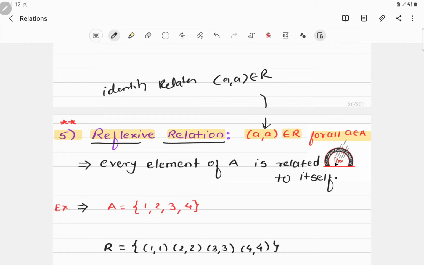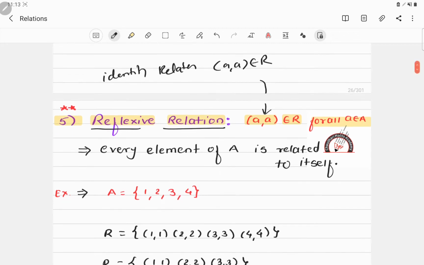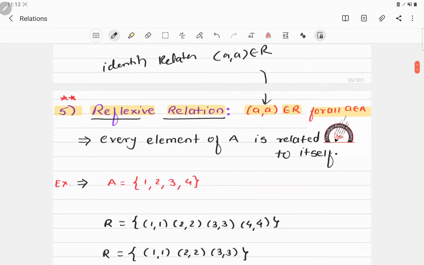Then what is the difference between identity relation and reflexive relation? So let's try to find out. Maths is a very interesting one. Every element of A is related to itself.